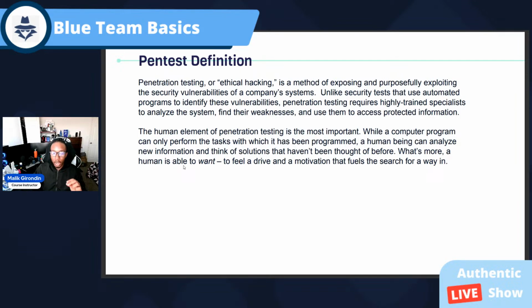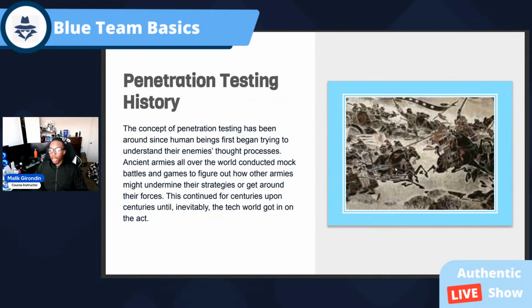And look, humans, unlike machines, they have a drive, they have a motivation that fuels us. Shout out to people who are curious, who have that curiosity mindset. Dang, there has to be vulnerabilities. Let me go down this rabbit hole. Let me find the weaknesses. All right. Now, next slide.